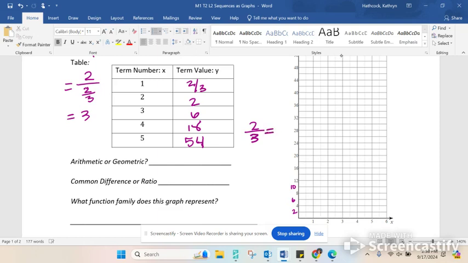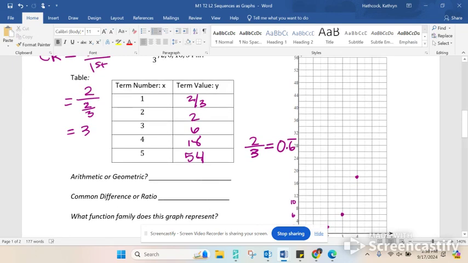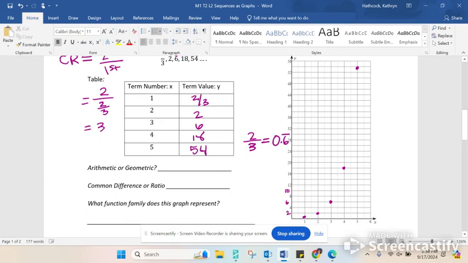If you wanted to, you could put that in your calculator and you get 0.6 repeating as your decimal. But I know that 2/3 is between whole numbers 0 and 1. So I'm just going to put that first dot way down there. As long as it's somewhere between that 0 and that 2, just above that x-axis, that's a great place to have that point. Now if my x is 2, my y is 2. When x is 3, my y is 6. 4 goes to 18. And 5, I get way up here at 54. And I'm going to try and connect those points as well.